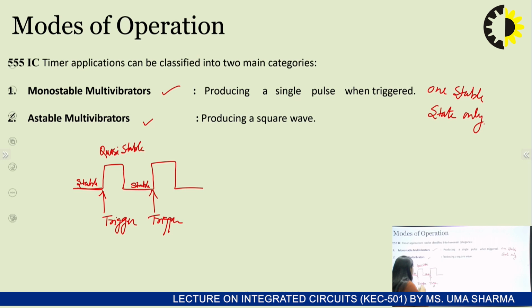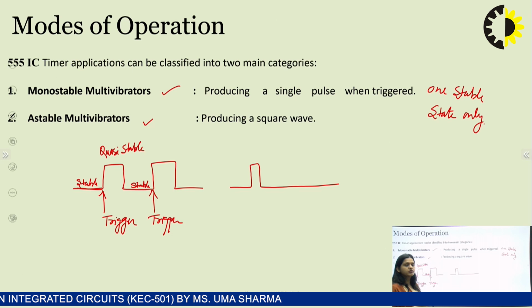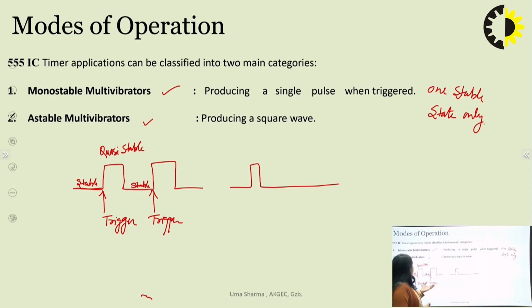If you apply only one trigger, then you will get only this. This is the output of the monostable multivibrator, because it has one stable state, the other state is a quasi-stable state, and the multivibrator wants to remain in its stable state. So this is the definition of the monostable multivibrator, and using the 555 timer IC, we can design a circuit that is able to produce this pulse.